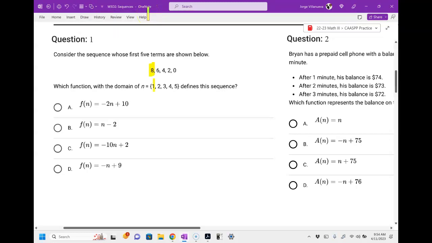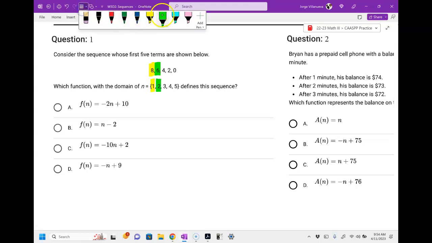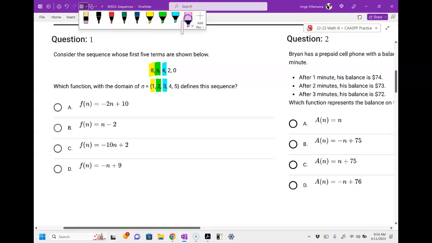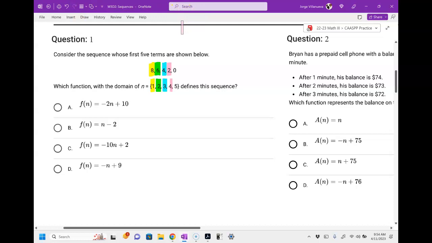Okay, 8 is connected to 1, okay? And 6 is connected to 2. And 4 is connected to 3. All right, I'll just do one more. 2 is connected to 4. Okay, these are what are connected together. Do I have to do all these calculations? Not really. I just got to maybe do 2 of them just to make sure.